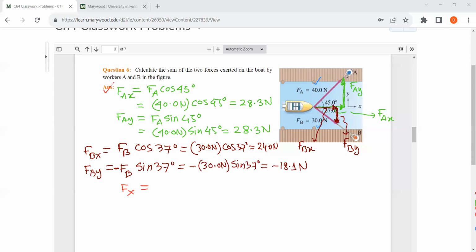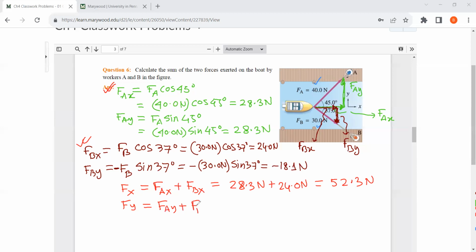Fx means you have to add this one with this one. So Fx equals Fax plus Fbx, which means this plus 24 Newton, and that is equal to 52.3 Newton. The same thing, Fy equals Fay plus Fby, and again it is 28.3 Newton minus 18.1 Newton, and that is equal to 10.2 Newton. All right.